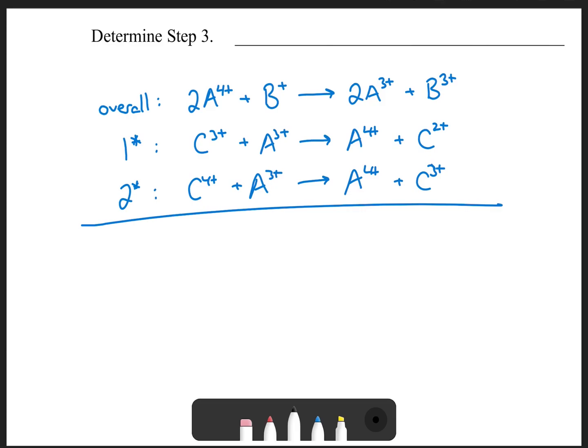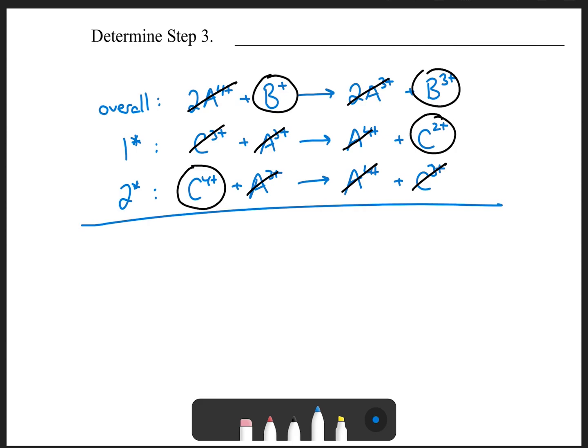I am now going to cross off. Now we got to be careful here. These are not intermediates or catalysts. We're just crossing off things that are on opposite sides of the equation. So 2A4 plus and A4 plus and A4 plus on opposite sides, those cancel. 2A3 plus with the 2A3 plus on the left will cancel. C3 plus and C3 plus will cancel. And this is what we're left with here. So we've got C4 plus, B plus, B3 plus, and C2 plus.